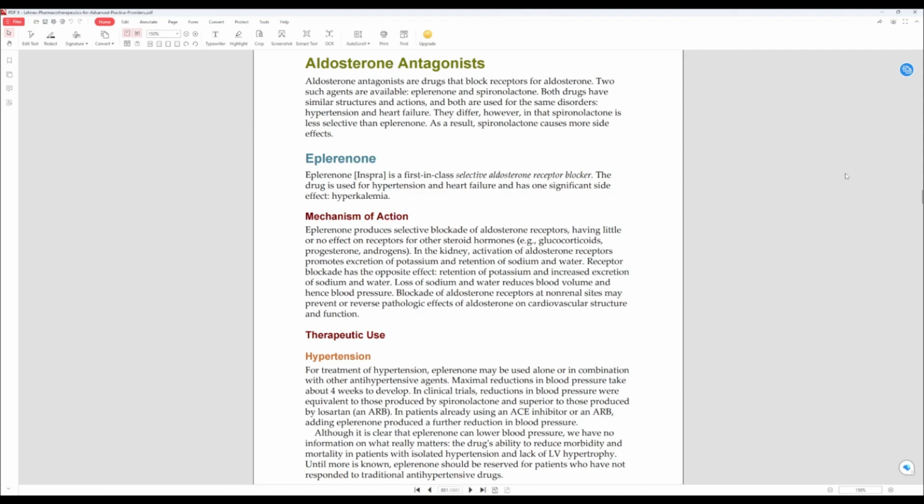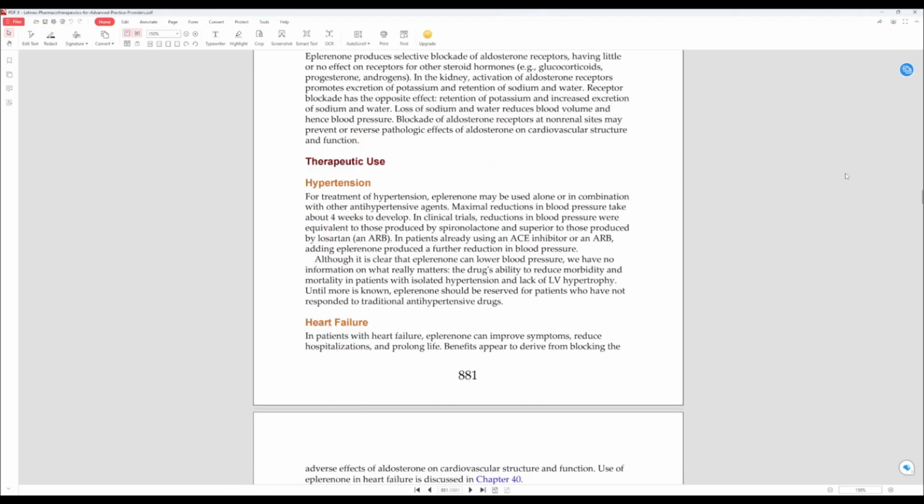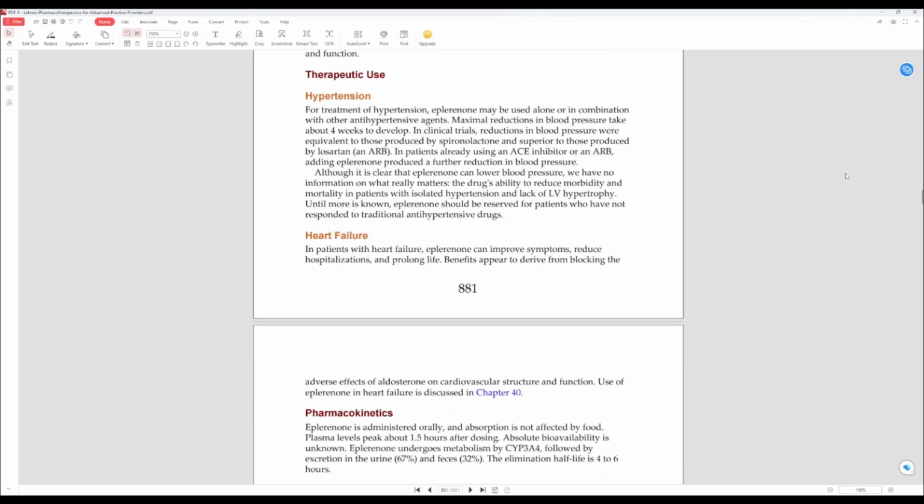The loss of sodium and water reduces blood volume and hence blood pressure. Blockade of aldosterone receptors at non-renal sites may prevent or even reverse pathologic effects of aldosterone on cardiovascular structure and function. Its therapeutic use for hypertension is the treatment of hypertension. Eplerenone may be used alone or in combination with any other antihypertensive agent. Maximal reduction in blood pressure takes about 4 weeks to develop.